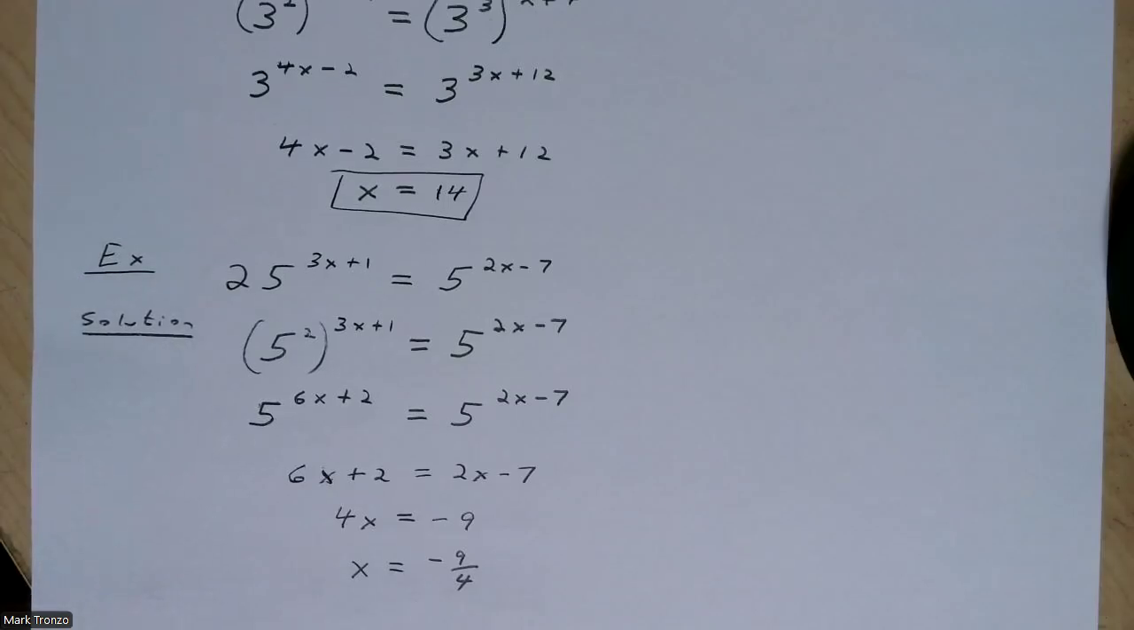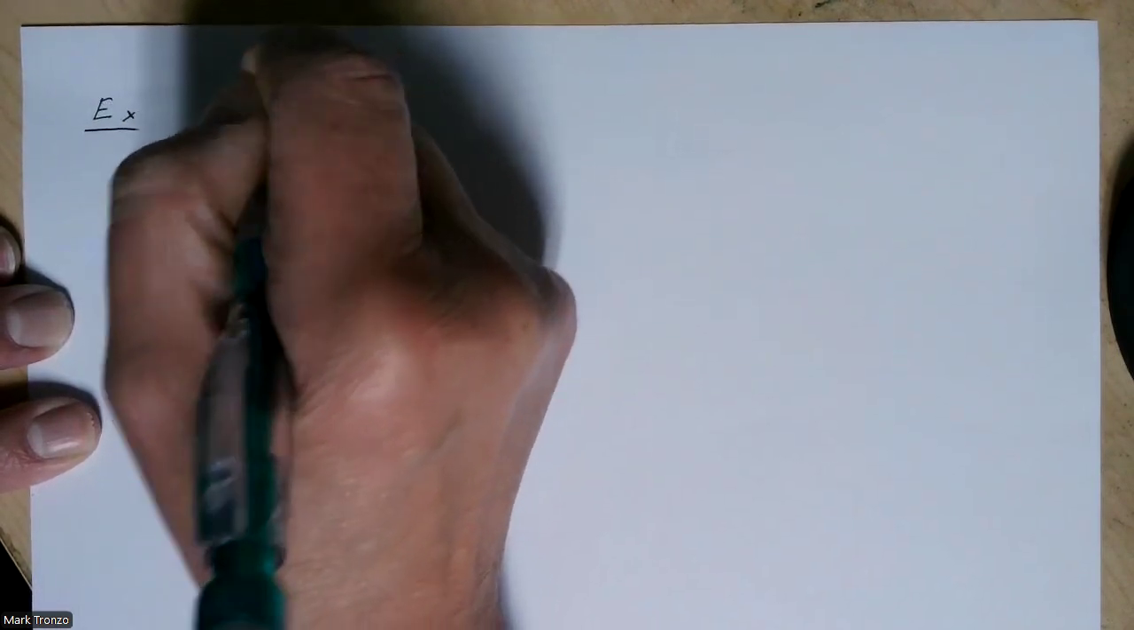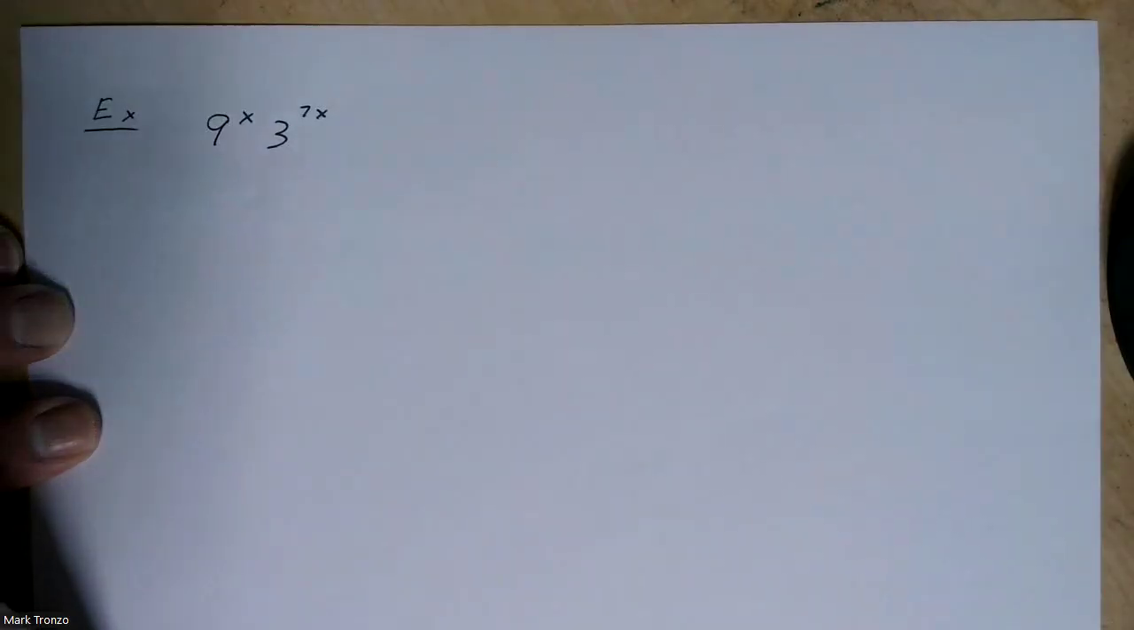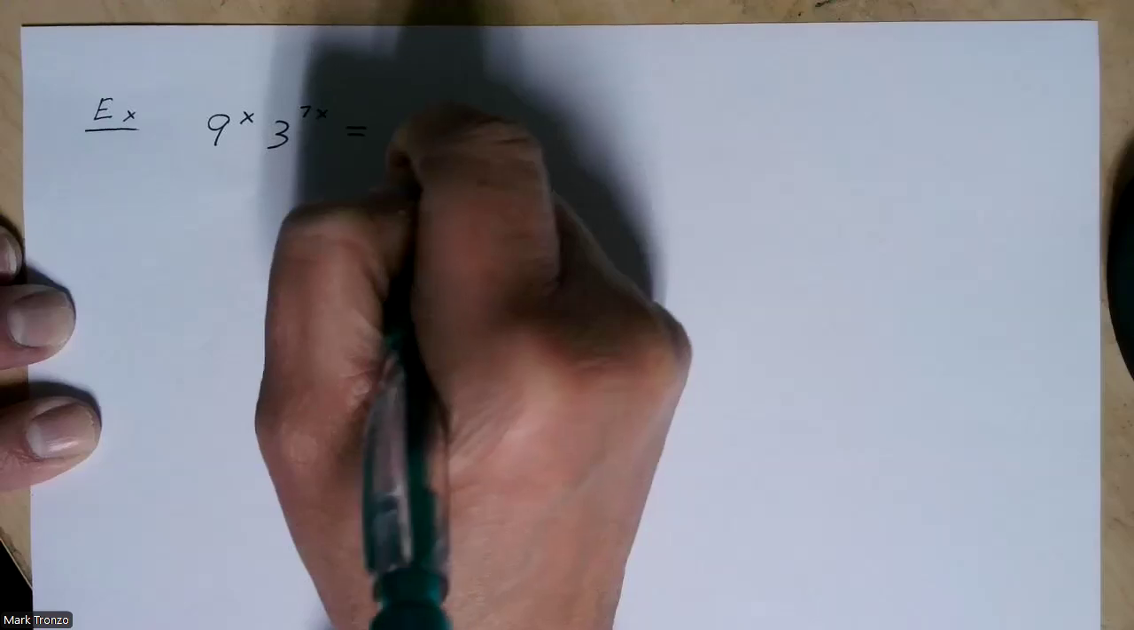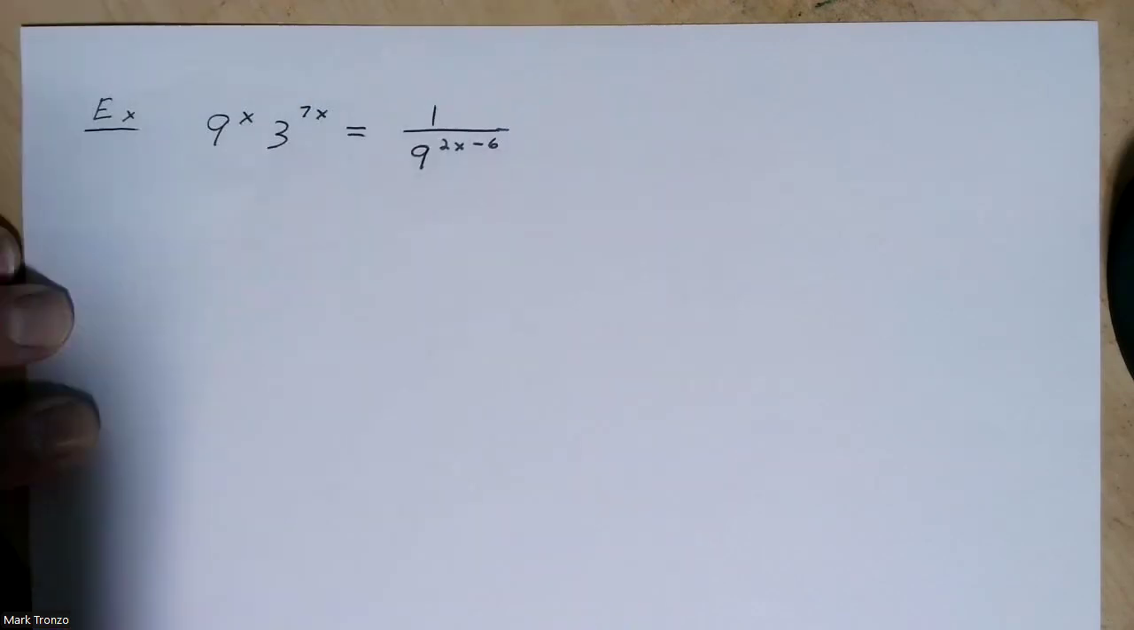And so let's take another one here. Let's take a look at this problem. 9 to the x times 3 to the 7x equals 1 divided by 9 to the 2x minus 6, like this.